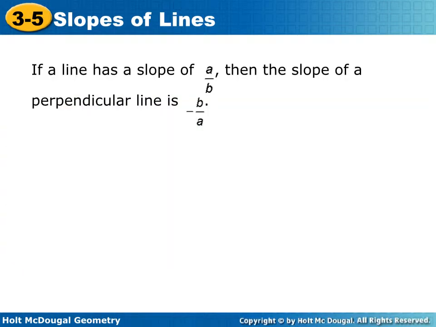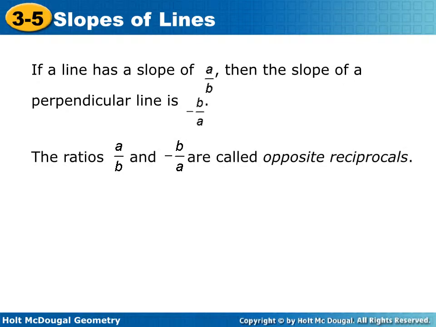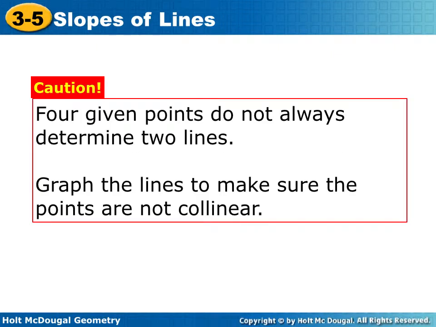Okay, well if a line has a slope of a over b, then the slope of a perpendicular line will be negative b over a. The ratios a over b and negative b over a are called opposite reciprocals. Caution: 4 given points do not always determine 2 lines. Graph the lines to make sure the points are not collinear.